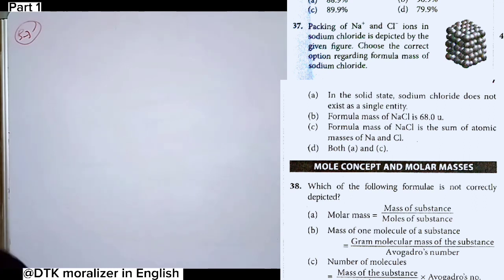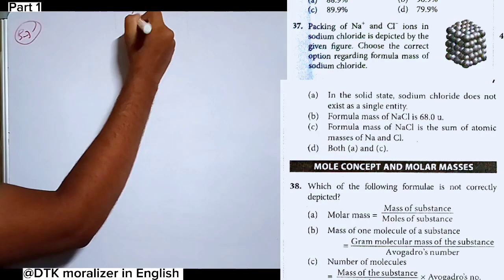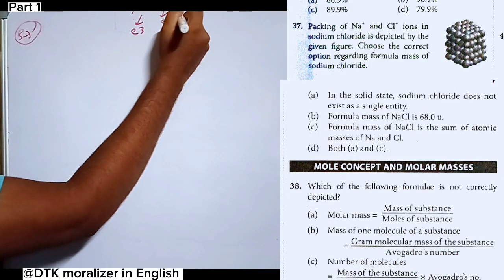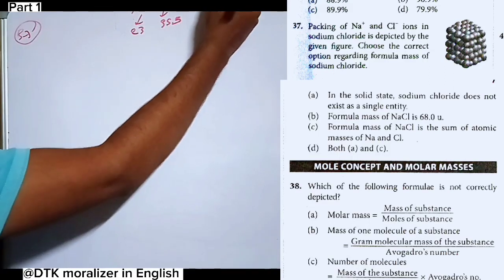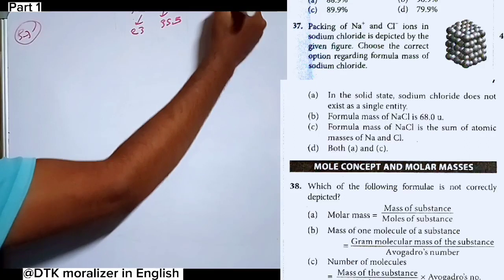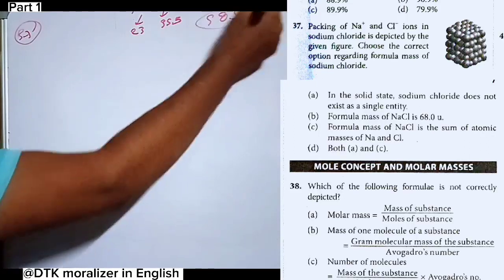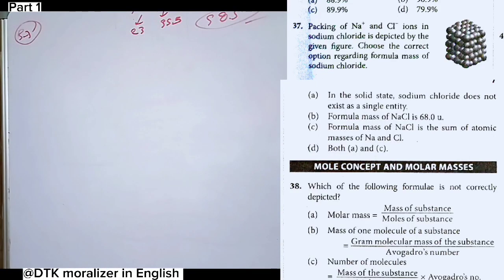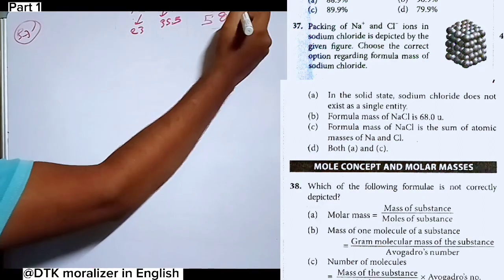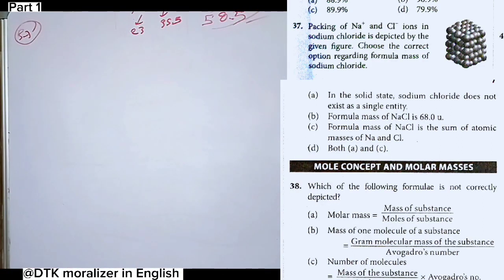Now question number 37. Packing of Na+ and Cl- in sodium chloride is depicted by the given figure. Choose the correct option regarding the formula mass of sodium chloride. In the solid state, sodium chloride does not exist as a single entity. Formula mass of sodium chloride is the sum of atomic masses of sodium and chlorine, both A and C.